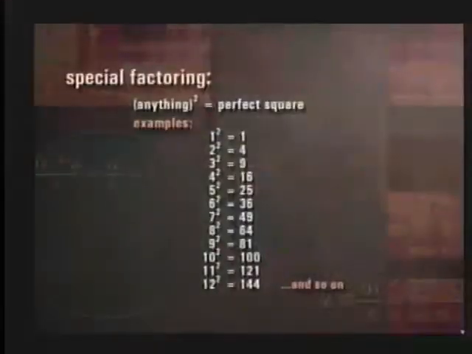All right, back to the next graphic here, and we're going to talk about some special factoring next. So special factoring, we want to talk about perfect squares, the concept of what makes something a perfect square. Notice on the graphic here, anything raised to the second power or squared yields a perfect square. And I gave you all kinds of fun examples here: 1 squared is 1, 2 squared is 4, 3 squared is 9, 4 squared is 16, and so on. So anything raised to the second power is a perfect square.